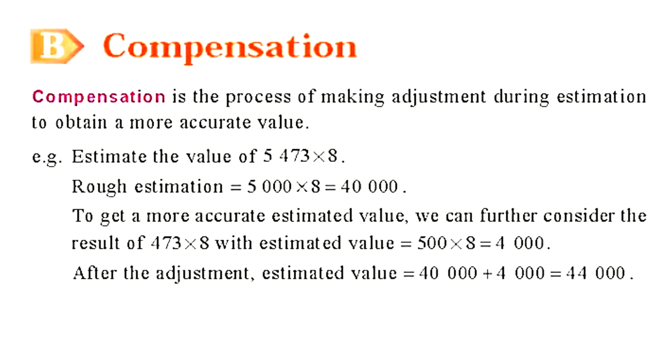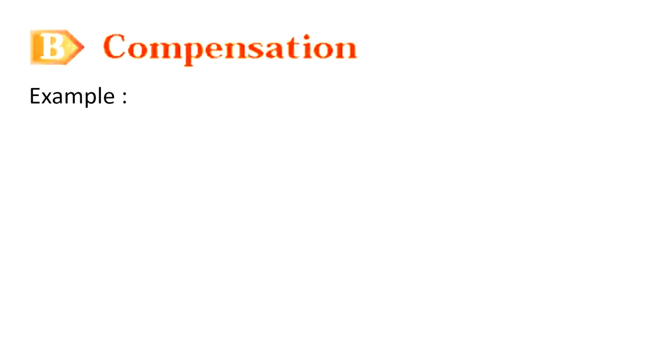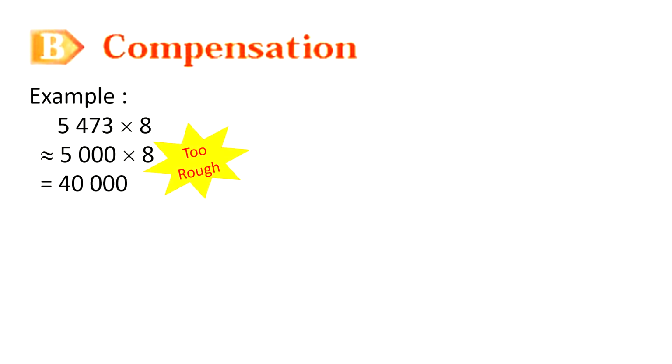The second one is compensation. Is it complicated? Maybe I highlight the key points of compensation. The main point for compensation is more accurate. You would like to have a more accurate value. Usually, if we do a question like this, we can do approximation like this. But it is not accurate enough. It's too rough. Okay? Compensation means more accurate.